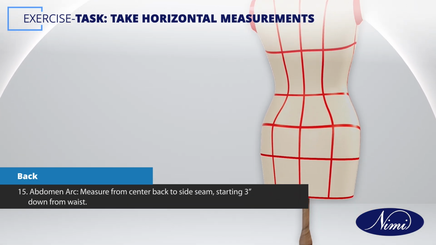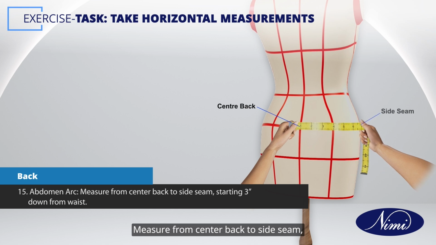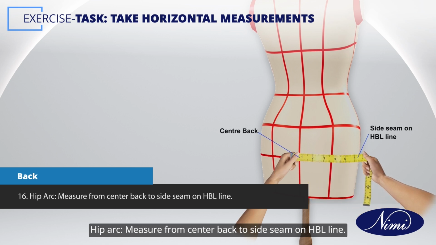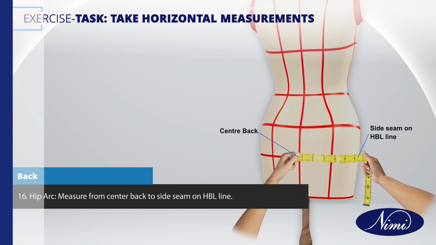Abdomen arc. Measure from center front to side seam, starting 3 inches down from waist. Hip arc. Measure from center front to side seam on the HBL line.